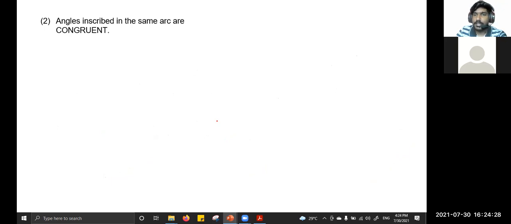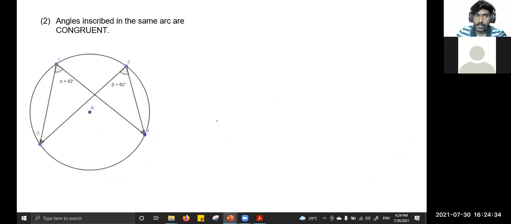Second point, angles inscribed. This you also already wrote. Okay, we are just revising. Angles inscribed in the same arc are congruent to each other. So if you see, this angle and this angle are inscribed in the same arc, so both of them will be congruent. Very important point, can come for a multiple choice question, MCQ.